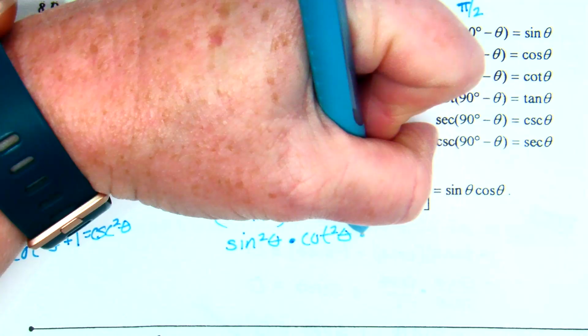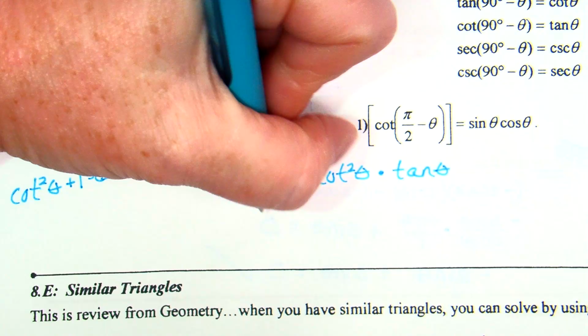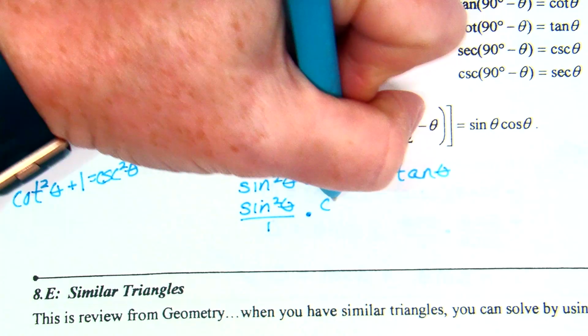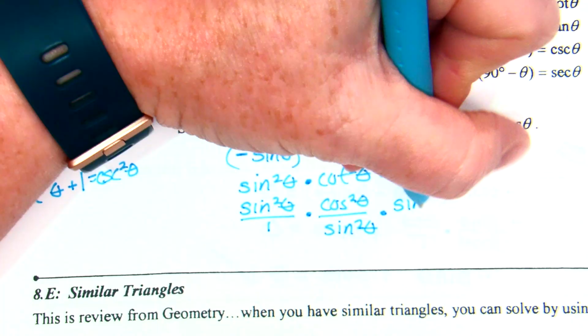Okay. Next, turn them into sines and cosines. Sine squared theta, I am going to put it over 1, but other than that, it stays the same. Cotangent squared theta would be cosine squared theta over sine squared theta, and tangent theta is sine theta over cosine theta.